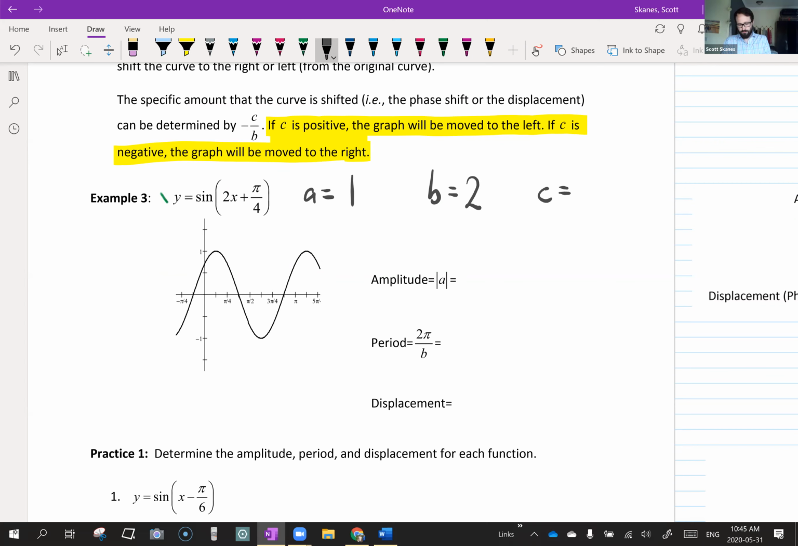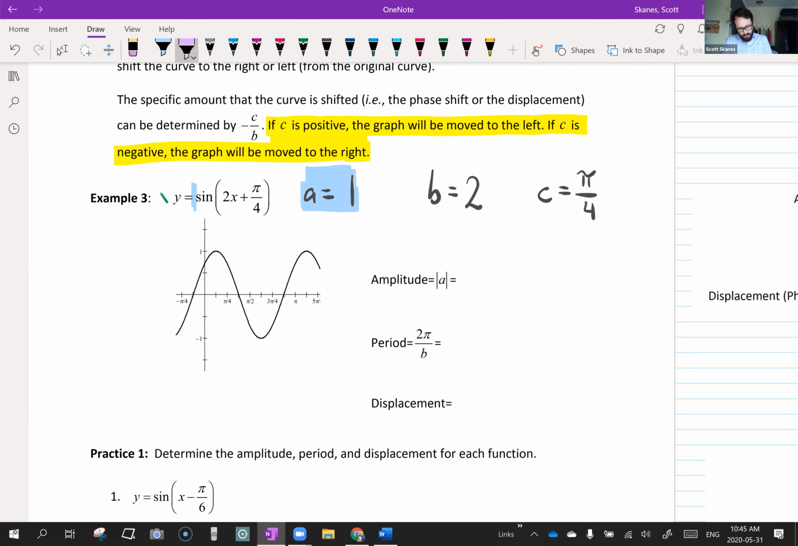2. What's C? C is not 0 anymore. C is going to be pi over 4. How do I know that? I know it because there's this in front of the A.